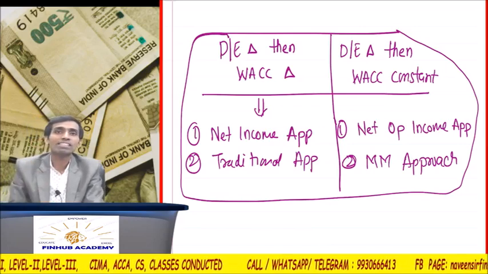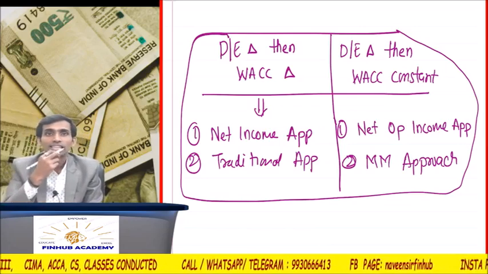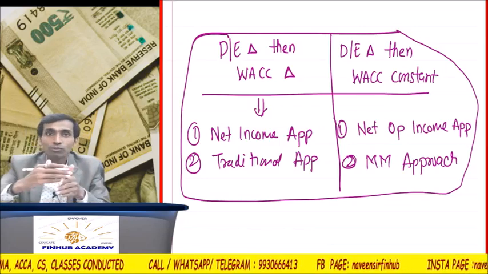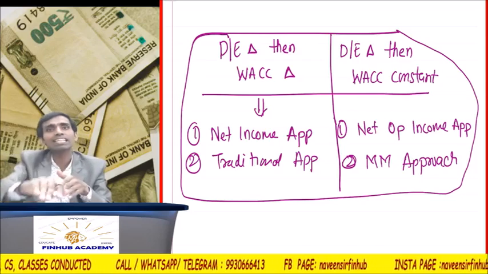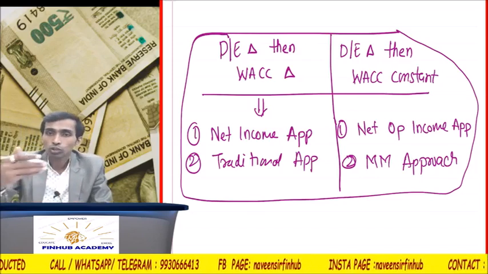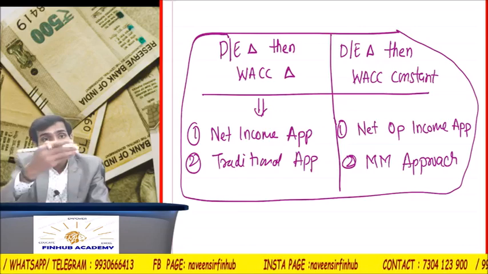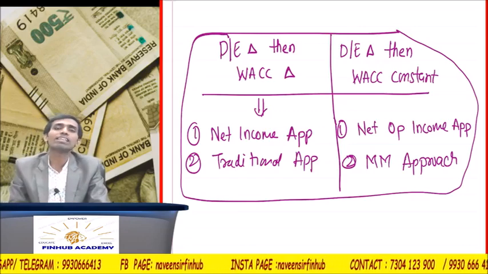I hope everybody is understanding. If the total amount is 10 lakh and you are issuing equity, you are repaying the debt, so that overall the 10 lakhs remains the same. If you issue 2 lakhs equity, you redeem the debt by 2 lakhs. If you borrow 2 lakhs, you buy back equity.